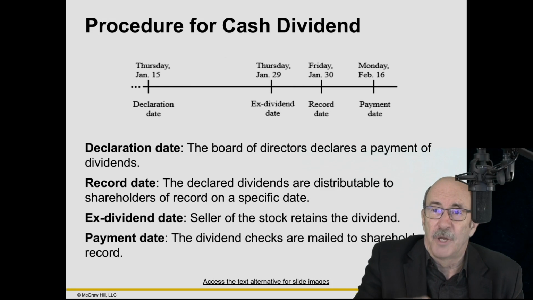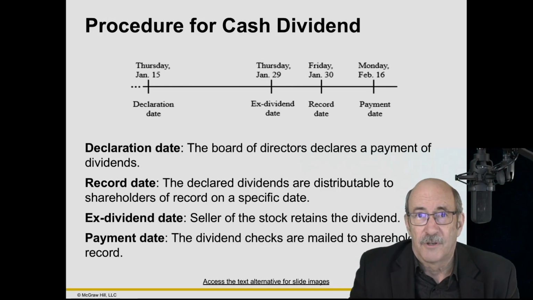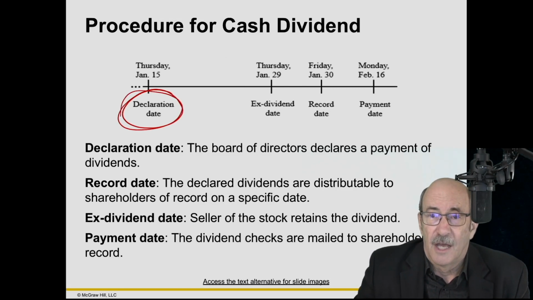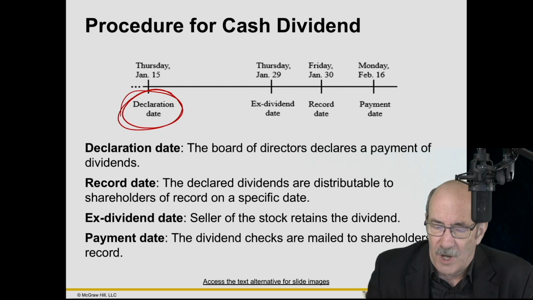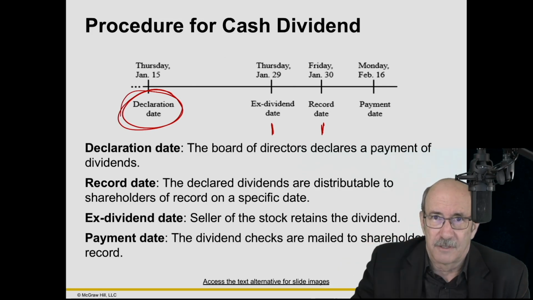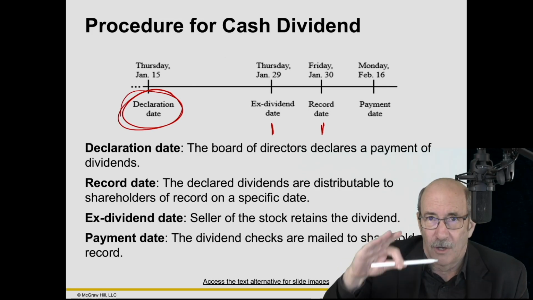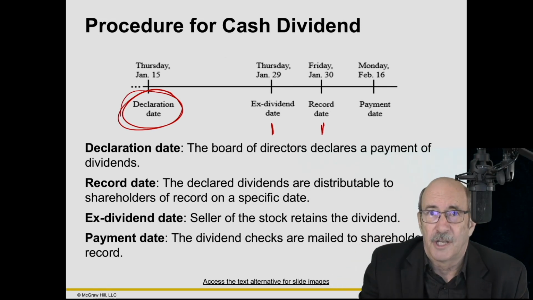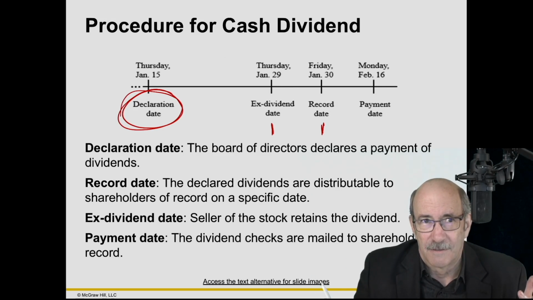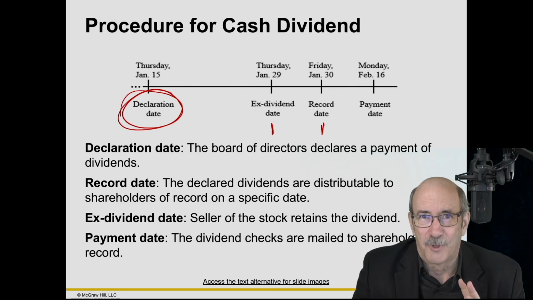Here on this timeline, it might make it a little bit easier for you to see this. So here is that announcement date right here, the declaration date. You might wonder why does the ex date occur before the record date? Because I just said that the record date is the day on which the company looks at the shareholders of record and they say, all right, all of these shareholders, you are going to get a dividend. The next day is the ex date. So why is this timeline reversed? Here's a little explanation for that.